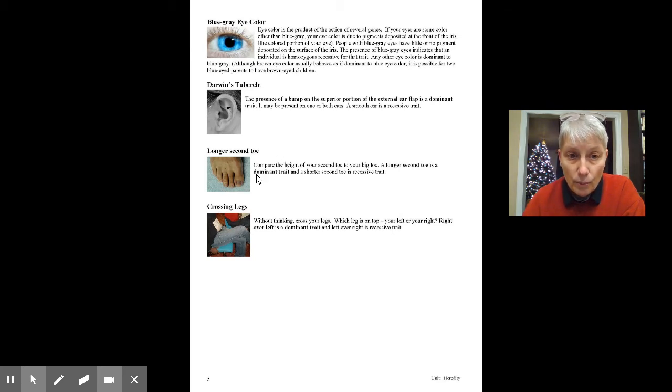Another one we'll think about is the longer second toe. So the second toe right here next to your big toe. The second toe is dominant. So if it's a shorter one, it's recessive, and I think mine is recessive.